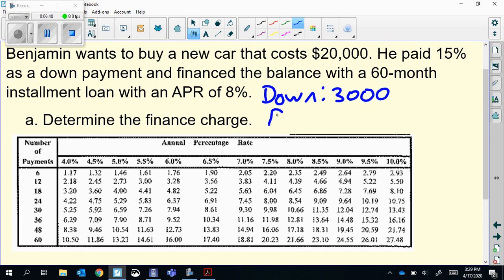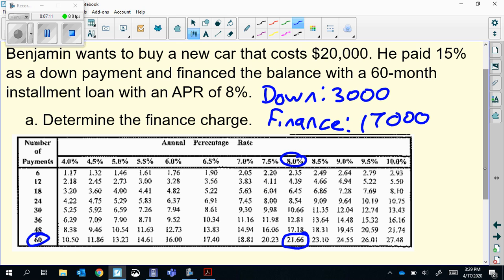Which means he's going to finance the rest of the $20,000, which is $17,000, with a 60-month installment loan with an APR of 8%. So we find 8%, we find 60, 21.66 is our table value here.